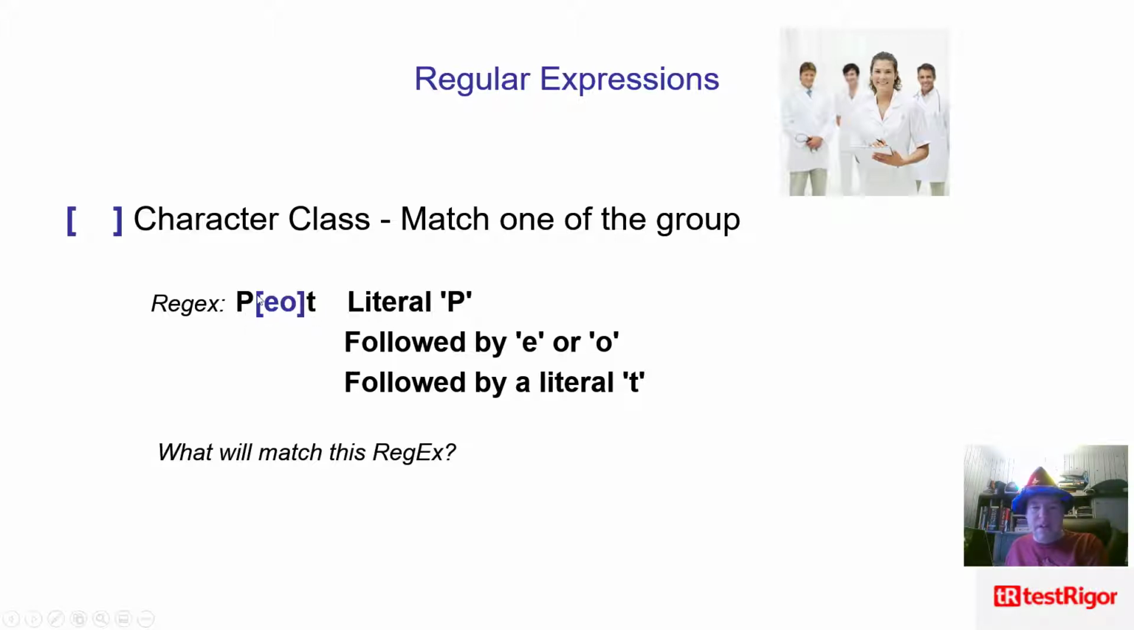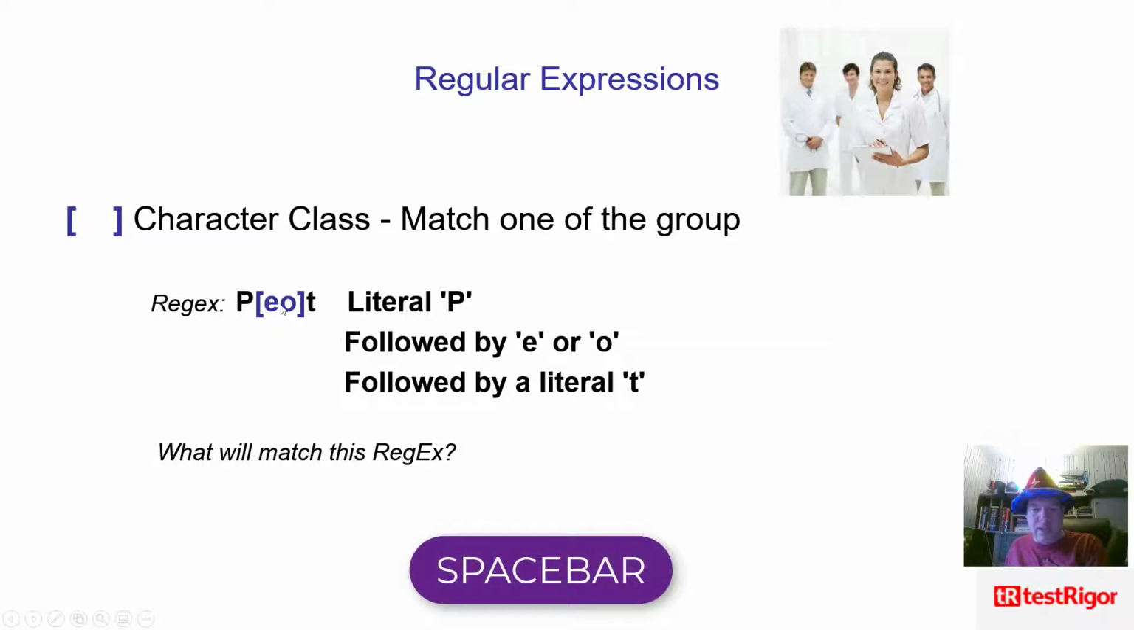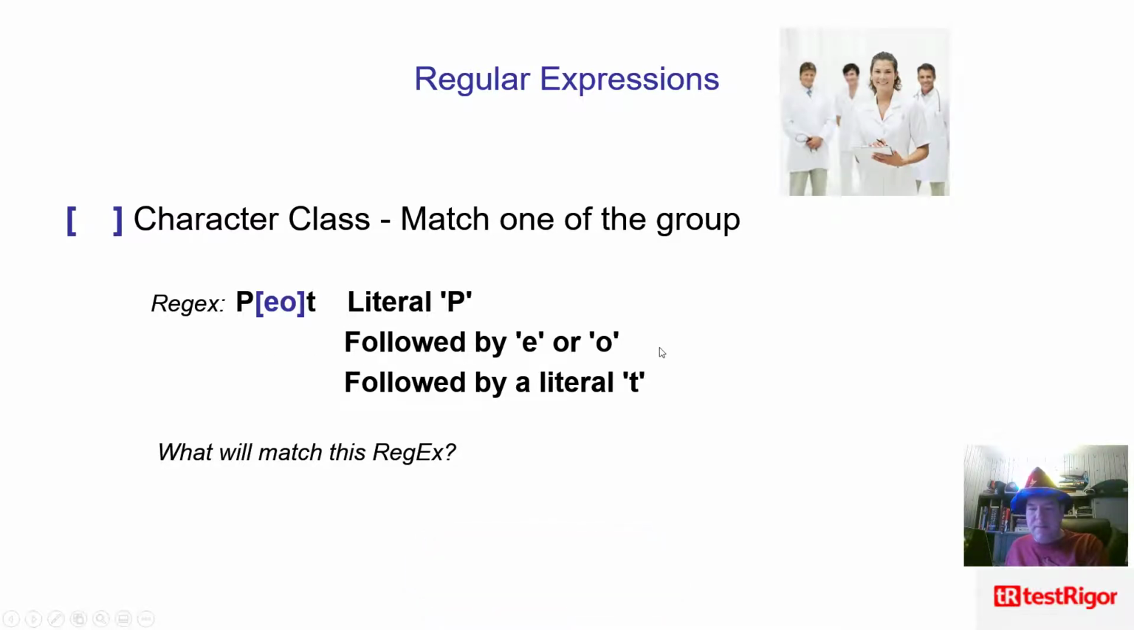P-[OE]-T. It's a literal P, it's black, and it's followed by E or O, okay? Not both, and followed by a literal T. So what will this regex match? Think about it, hit that space bar. All right, so what will this match? It's going to match pet or pot. You were thinking it was going to match a poet? No way. It's not going to match a poet, and it wouldn't match anything like put, because the U isn't inside there, and the P is lowercase.